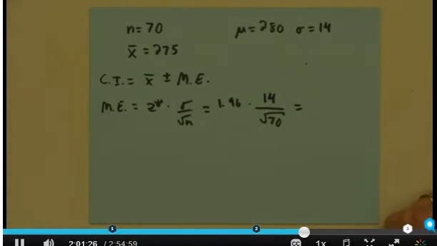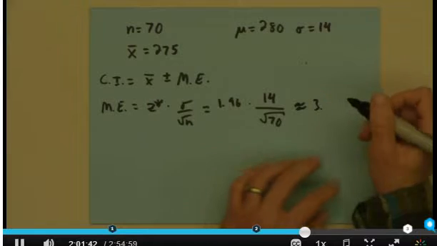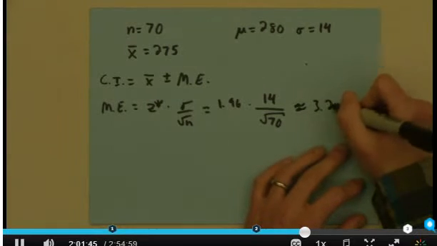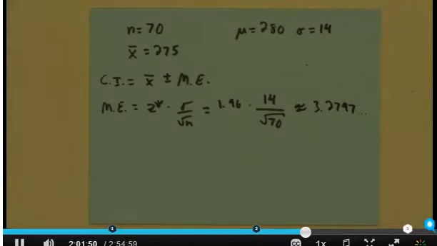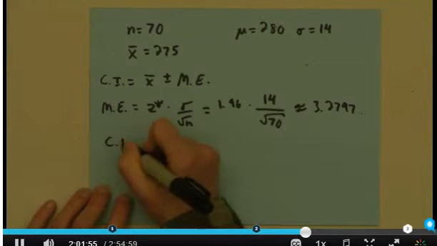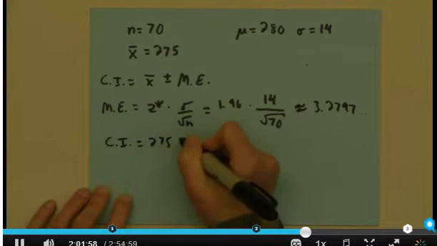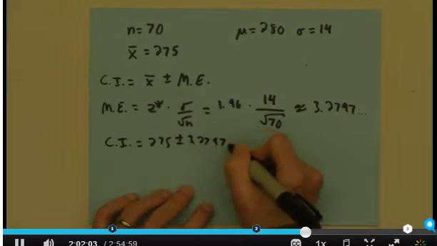Quickly check what that'll be. 1.96 times 14 over the square root of 70. I get a margin of error of approximately 3.2797. There's more digits than that, but I'll keep those 4. That should be good enough. And so then my confidence interval is going to be in the midpoint, 275, plus or minus 3.2797.